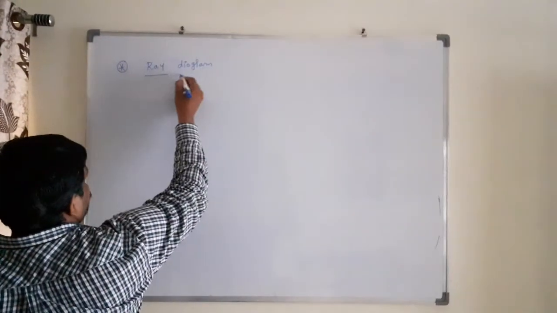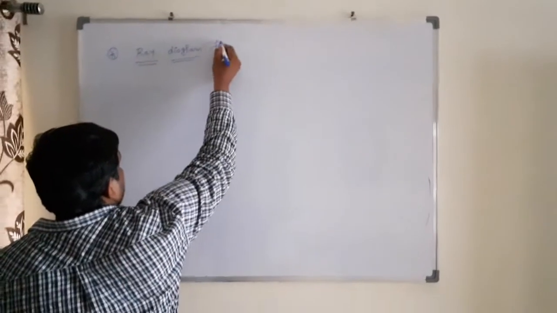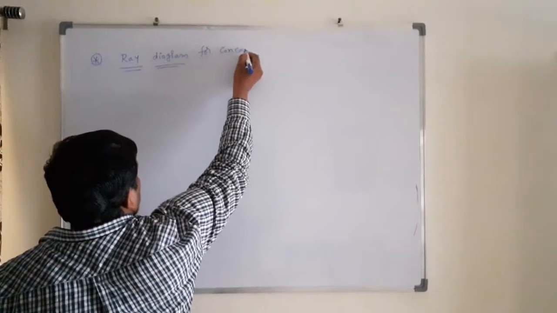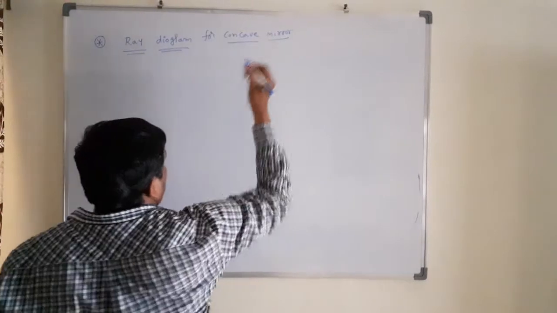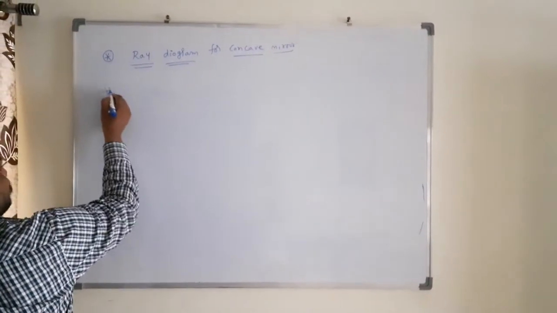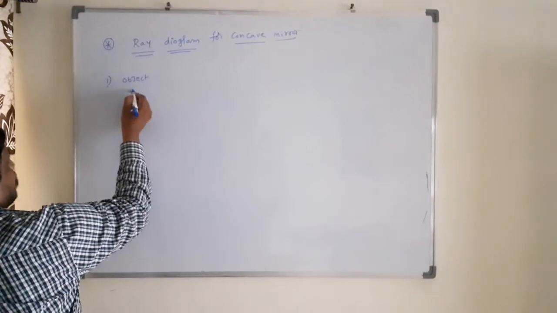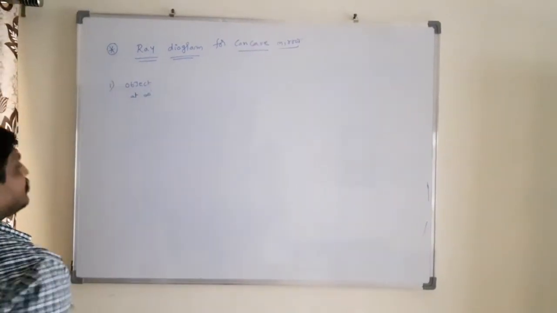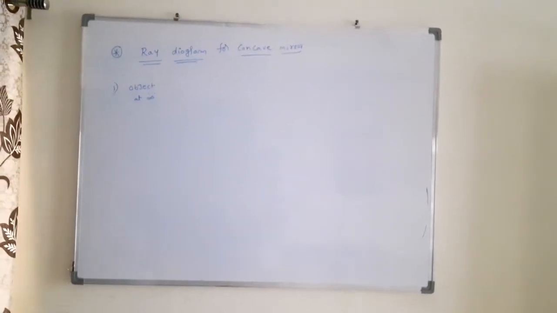Hello Nana, today I discuss ray diagrams, which are very useful for solving problems. Ray diagrams for a concave mirror. First diagram, Nana: the first condition is object at infinity. Once again I repeat, Nana: ray diagram for a concave mirror.